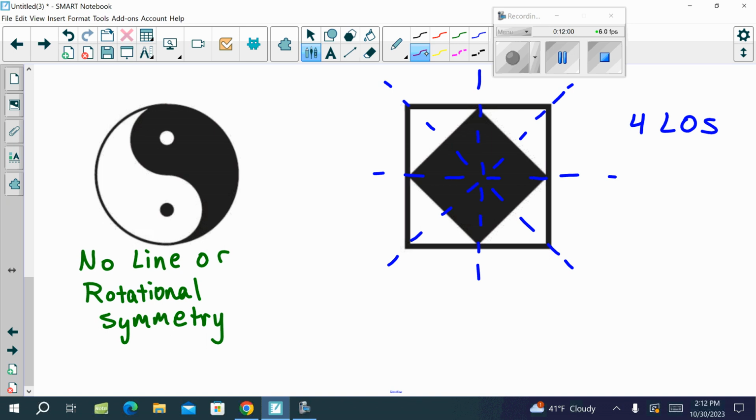Now we need to talk rotational. Do they have to be dashes or can it be lines? You can draw straight lines. What about rotational? Does it have rotational symmetry? Yes. What's its order? 4. And so how many degrees of rotation does it have? 90. All right, any questions there?